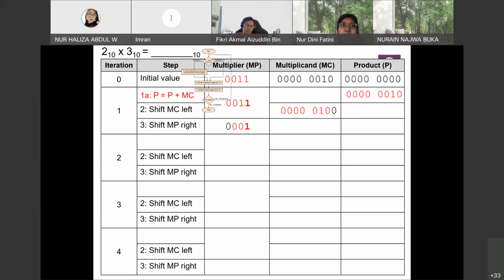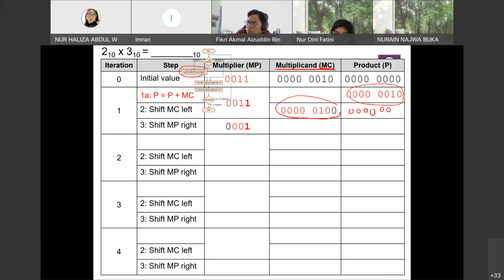Okay, next. After that, we can see it's just one time, isn't it? We compare: is it already 4 bits, 4 times? No, you need to go up. Now you test again. This is your MP for the digit 0. Is it 1 or 0? Still 1. What do you need to do? You need to go to 1A. So if you want to go to 1A, what happens? You're going to add this value, your MC, with your P now. What is the answer?